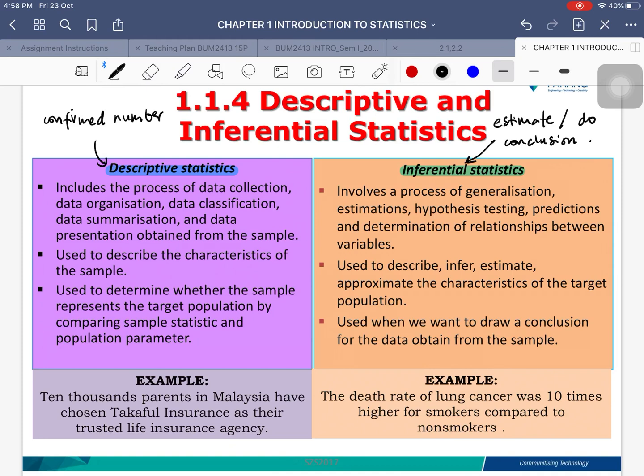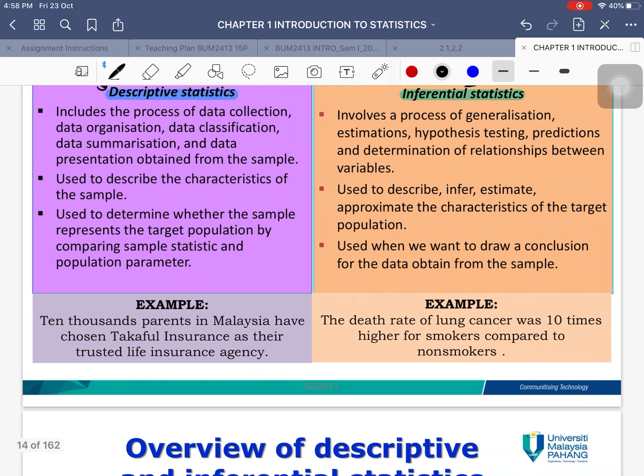If you're estimating the number or you draw a conclusion based on the number that you get, that is called an inferential statistic. For example, here it says 10,000 parents in Malaysia have chosen Takaful Insurance as their trusted life insurance agency. So this is confirmed. There are actually 10,000 parents out there who have chosen Takaful Insurance. Therefore, it's called a descriptive statistic. We know for sure from the data we collected that 10,000 people did that.